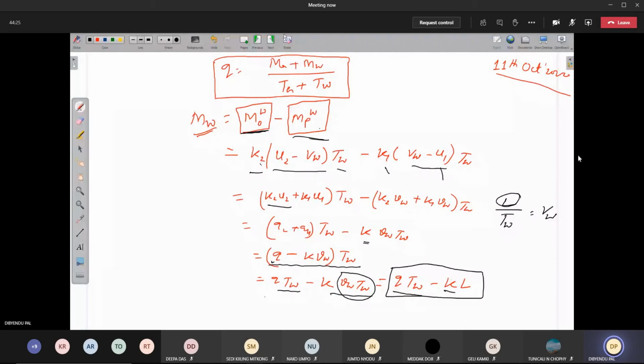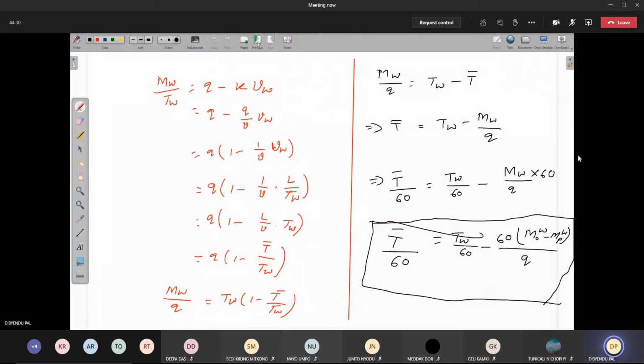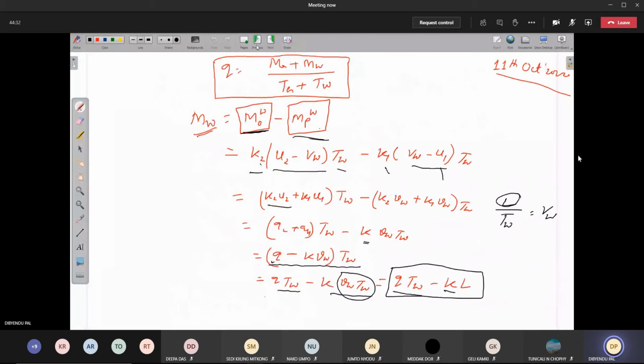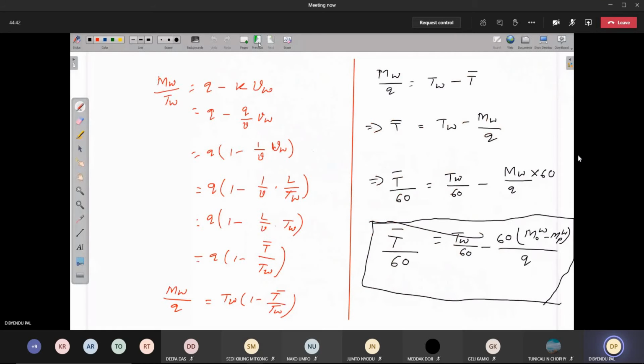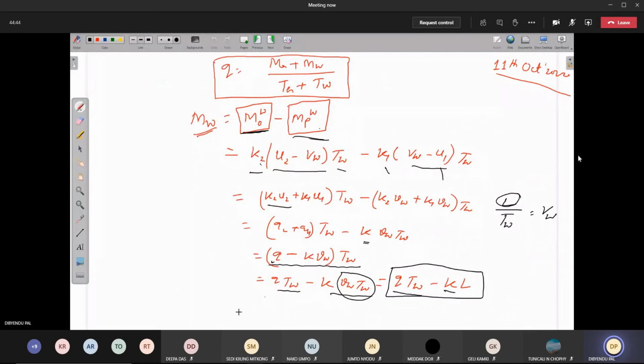Okay, come to the next slide. If we just see here what I have written, MW is equal to QTW minus K BW TW. Divide this by TW. If you take TW to this side, basically it will be MW by TW, that is Q minus K BW. Okay, so the same thing is written here.